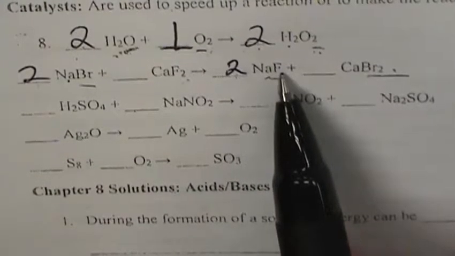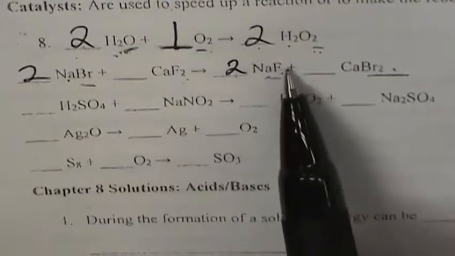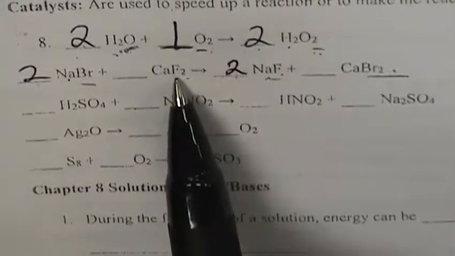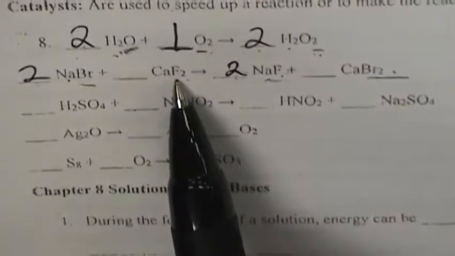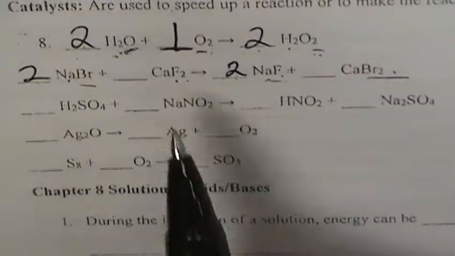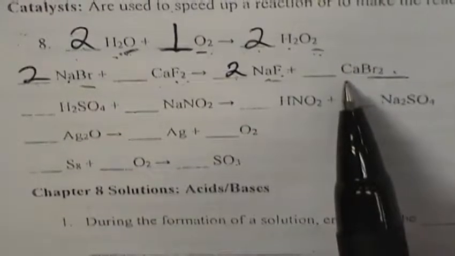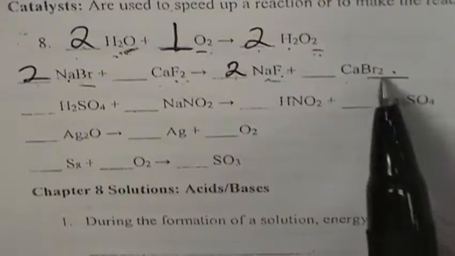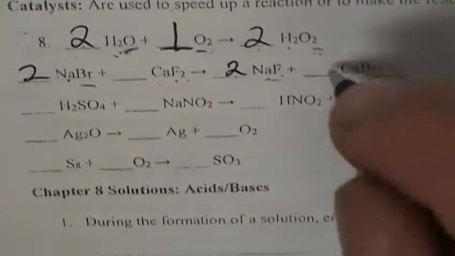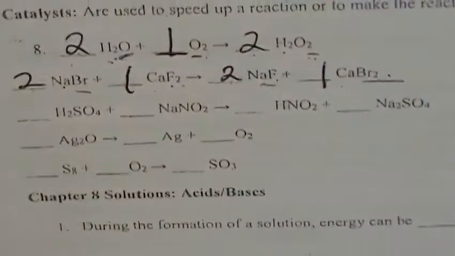That changes my fluorine, coincidentally. 2 times 1 is 2, but look at this. It's already got 2 going in on this side, so I don't need to change anything. 1 calcium, 2 bromine, 2 bromine, so 1 and 1.